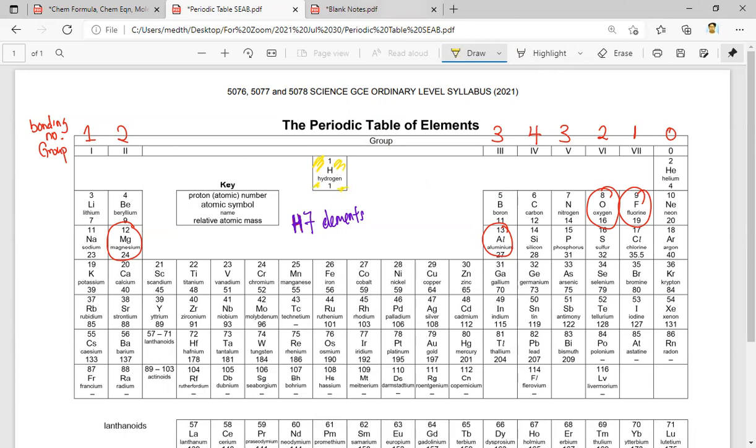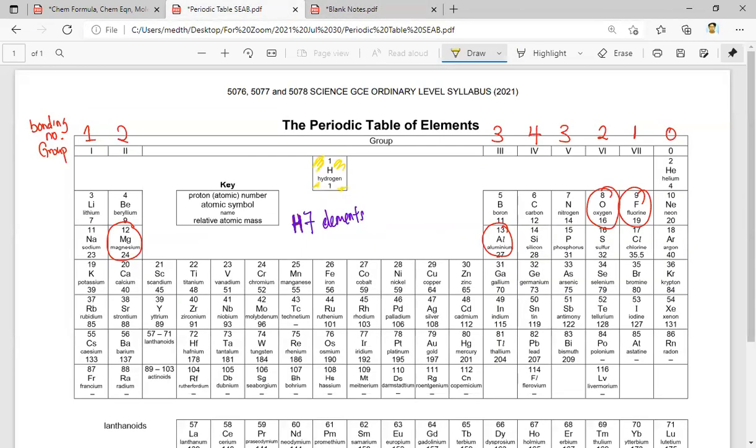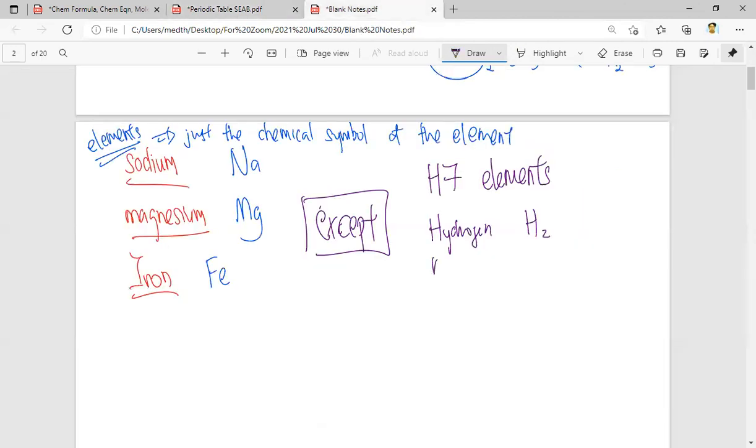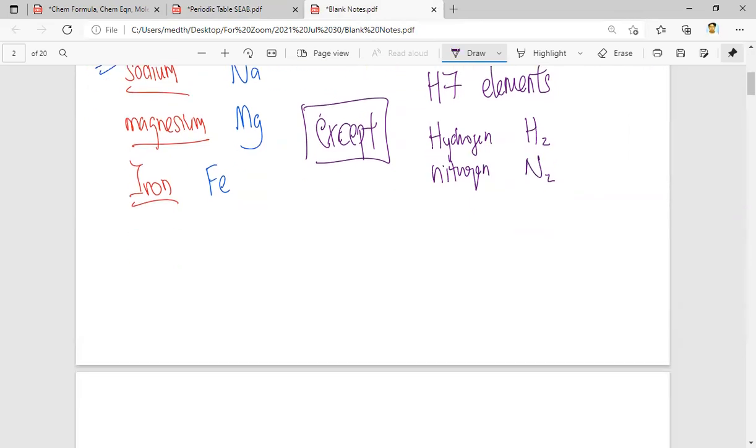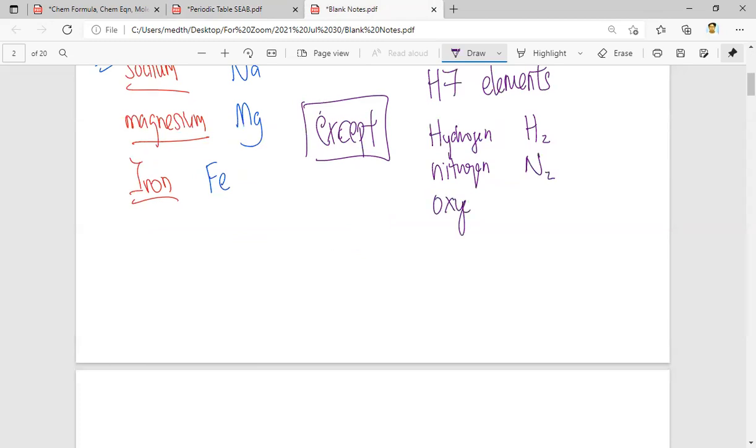So hydrogen exists as H2. My second H7 element is element number 7, nitrogen. Nitrogen exists as N2. Next, one of the H7 elements is oxygen. The chemical formula for oxygen is O2.